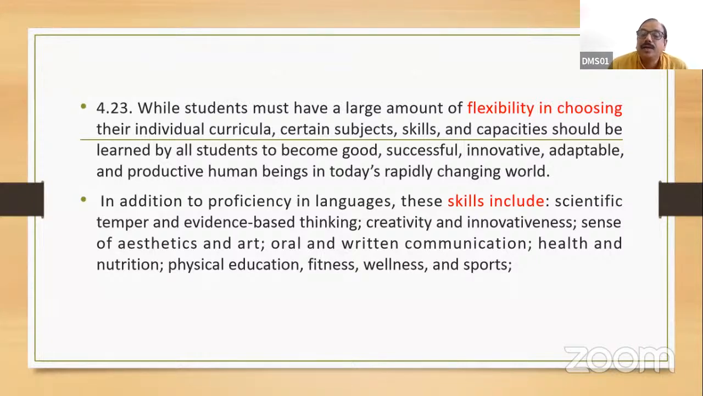For example, for developing scientific temper among the skills, this skill comes only along with the science subject. Then evidence-based thinking also promotes in social science and other sciences. Creativity and innovativeness can be seen across all subjects. Aesthetic and art sense can be seen in languages. Oral and written communication can be seen in different subjects. So like this, different subjects come with different skills. These skills they are trying to visualize must be inbuilt into the subjects wherever it is possible.